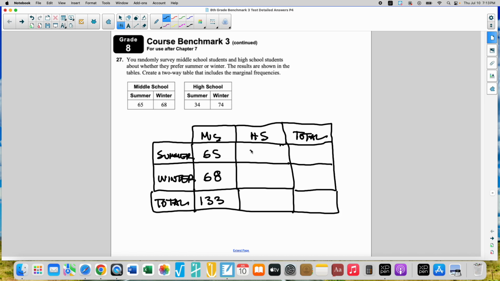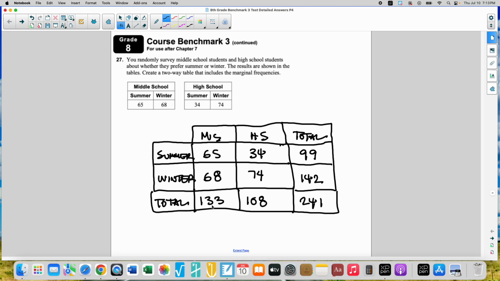High school was 34 liked summer and 74 liked winter, and adding those gives you 108. And then we total this way also, so we can see how many of both like the summer, and that's going to give you 99. And 68 plus 74 is 142. And if we add both of those, it should end up equaling the same number, 241.